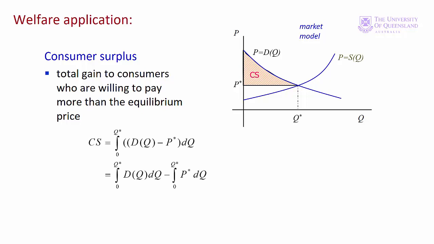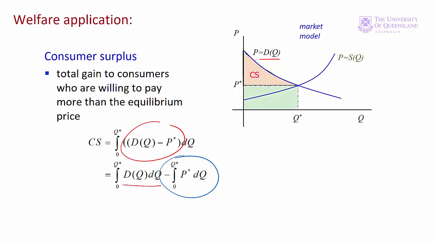One way to do that is to integrate the function d(q) minus p. That's what we have here. That's a function that's the difference between the demand function and that constant price. We can expand that and take two definite integrals. So we have the area under the demand function minus the integral from 0 to q star of p star dq. Well, this second term is just the green rectangle under p star.